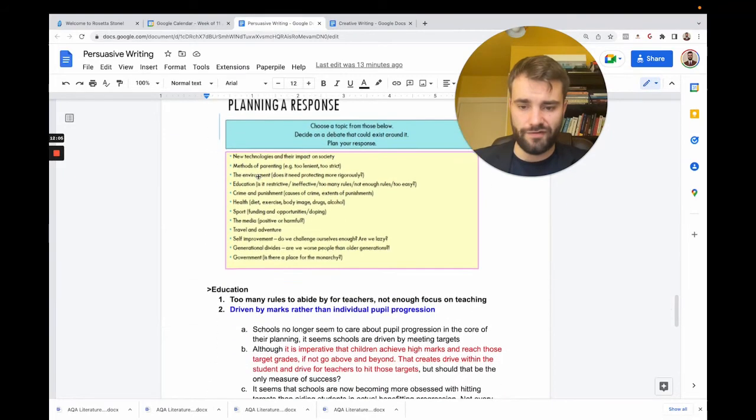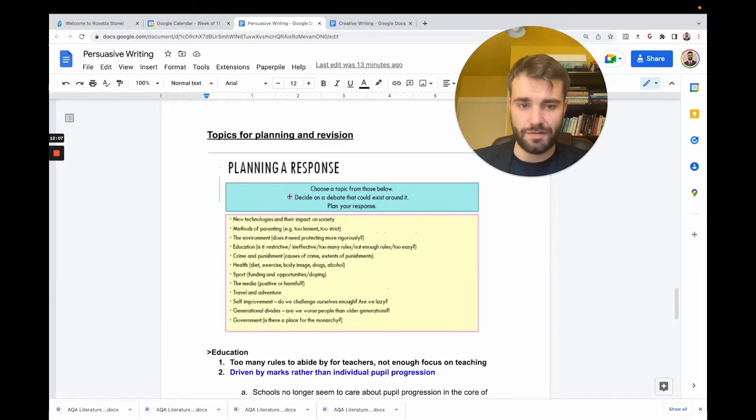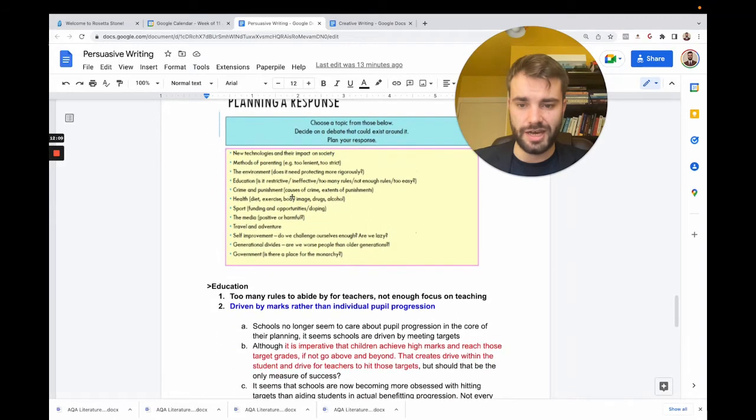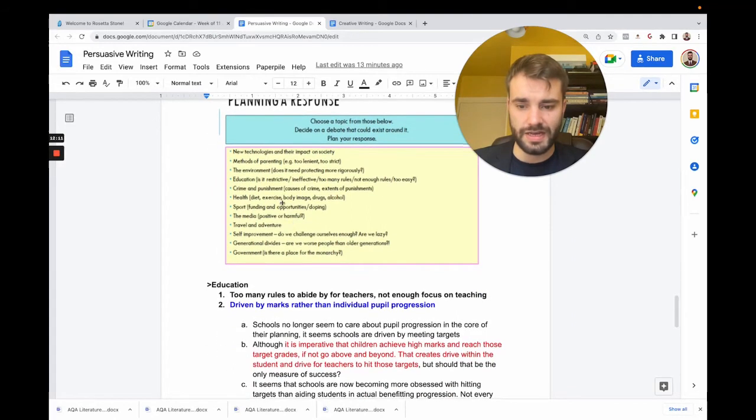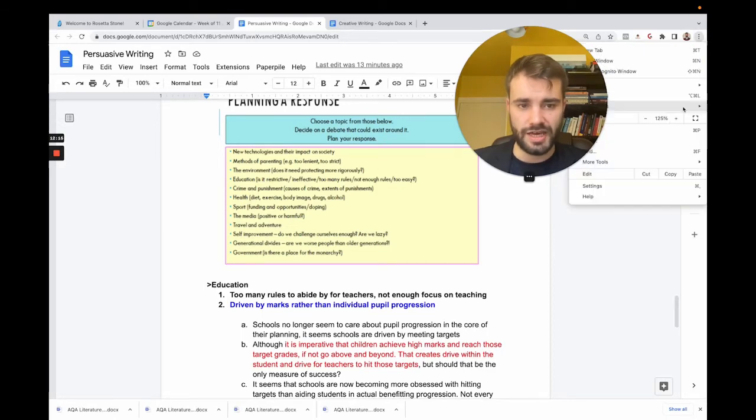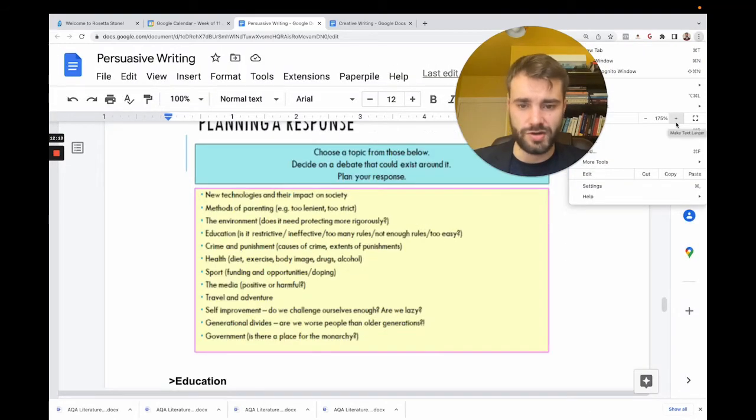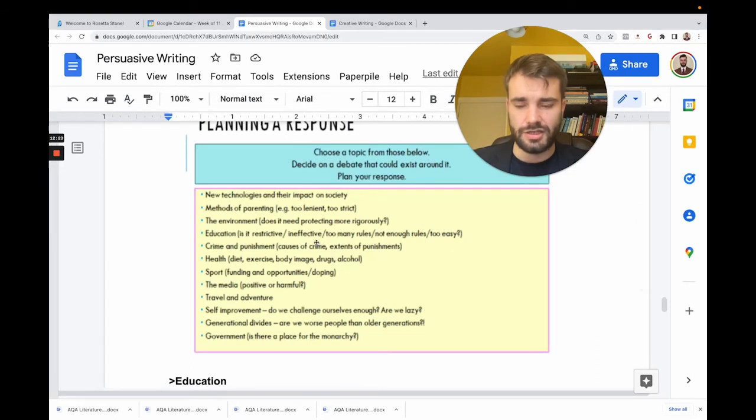Okay, one more thing. For planning answers, it's good to be aware of the topics that may come up for persuasive writing. I've made a list of them here. The most popular is education. That's number 4 in the bullet points there. So is education working? Is it too strict or not strict enough? Is it too easy, too hard?